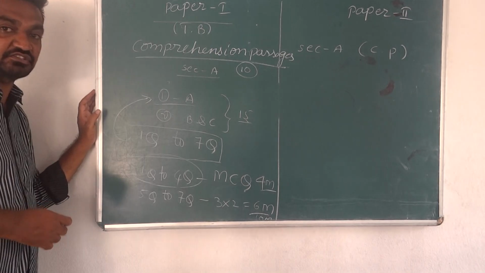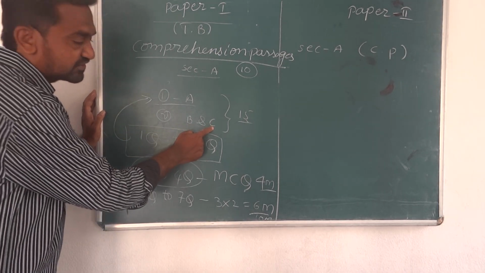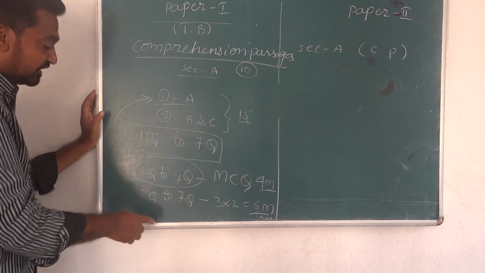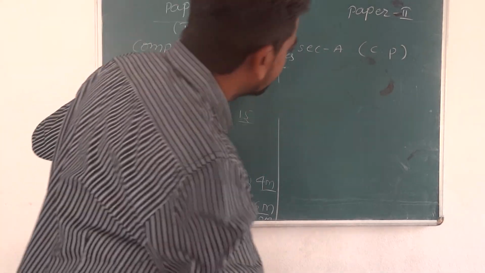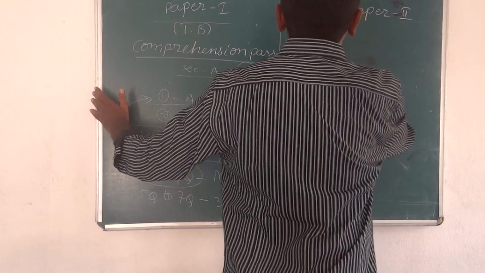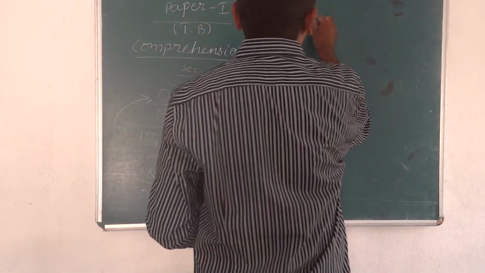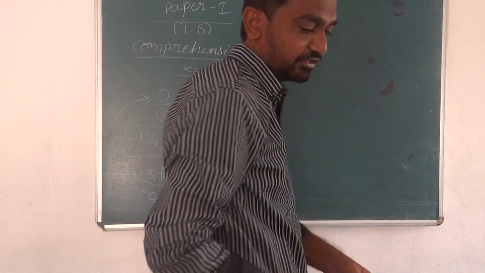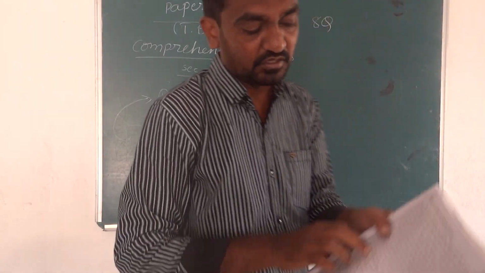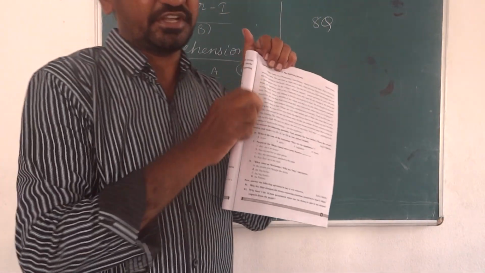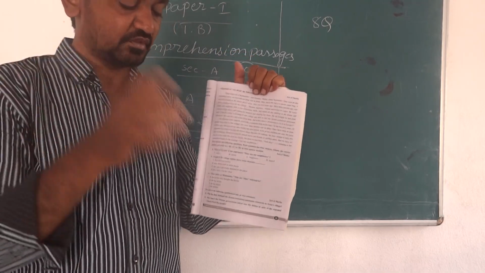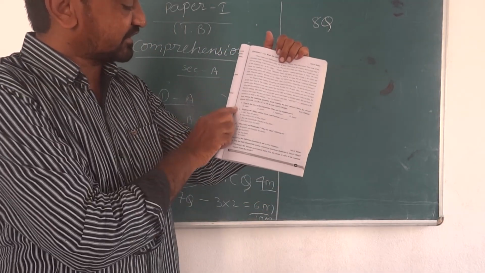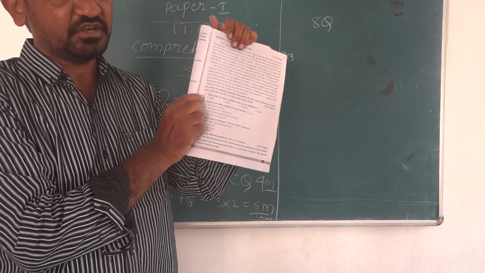Next, the second passage, it comes from the B and C reading. Here the second passage starts after the 7th question is completed, at question number 8. I will show you that. This is the second passage in Section A. Here it is started. Where is it started? Question number 8.